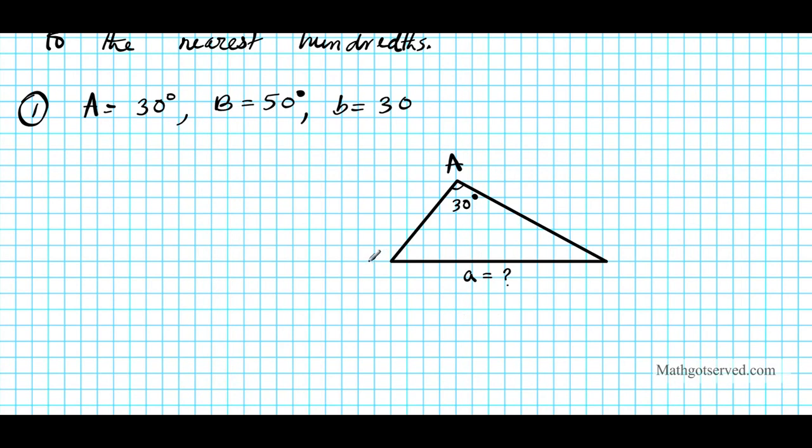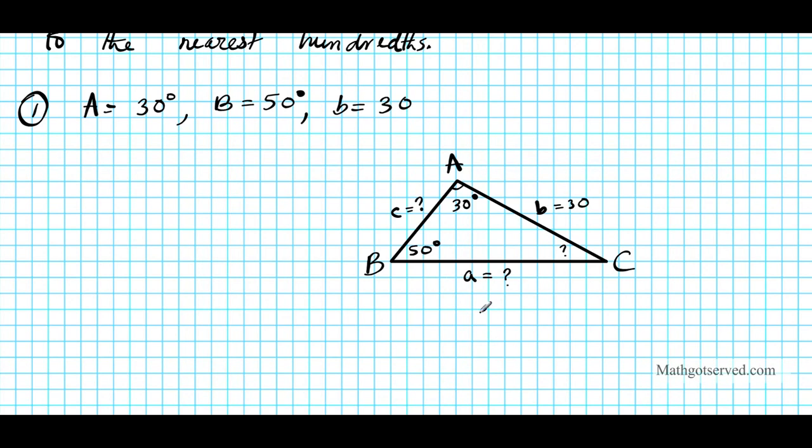Then capital B represents this angle. You put the measure on the inside, 50 degrees. And side length b is 30. We know that. And then for C, this is capital C. We do not know what this measure is. This side opposite angle C is side c, and we do not know what the measure is.